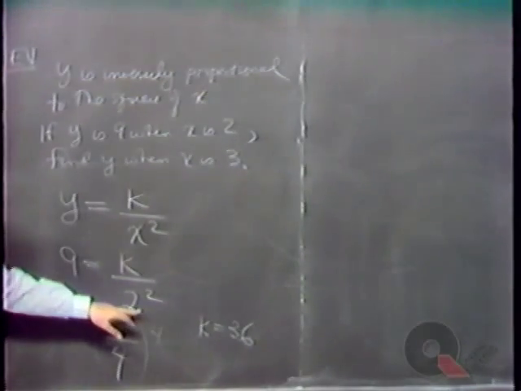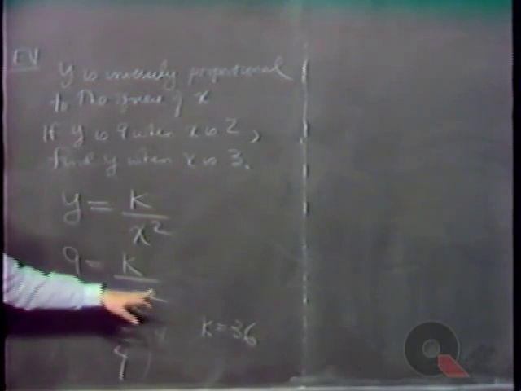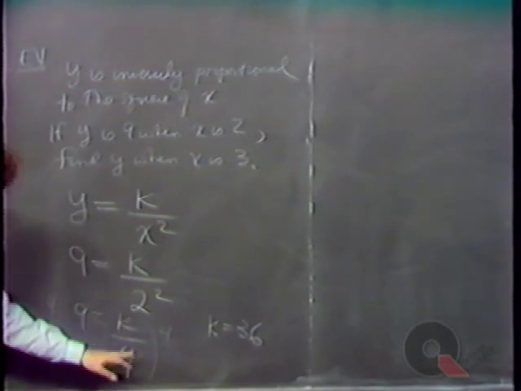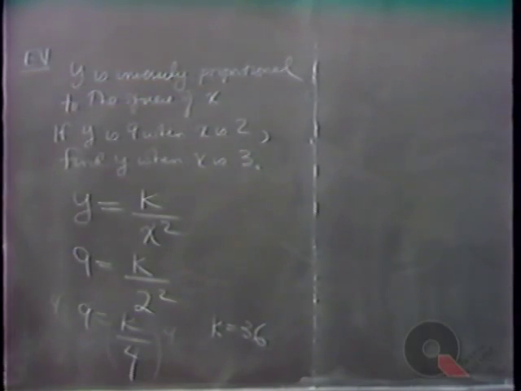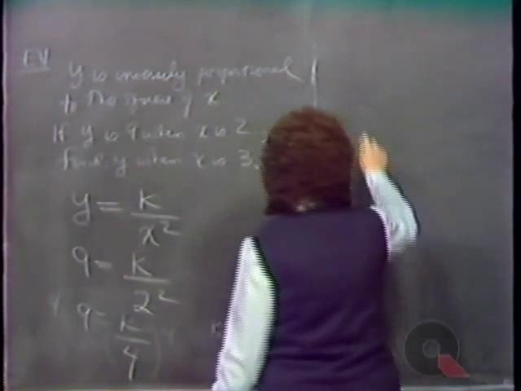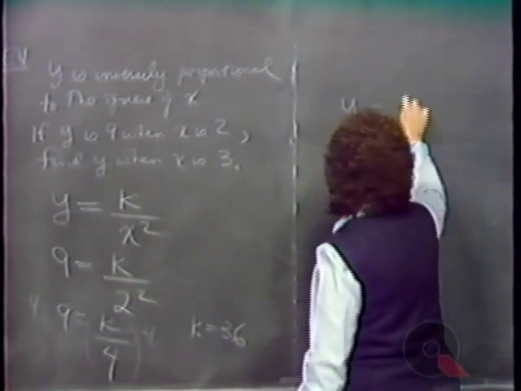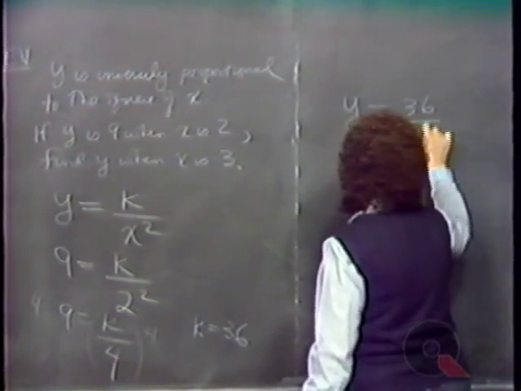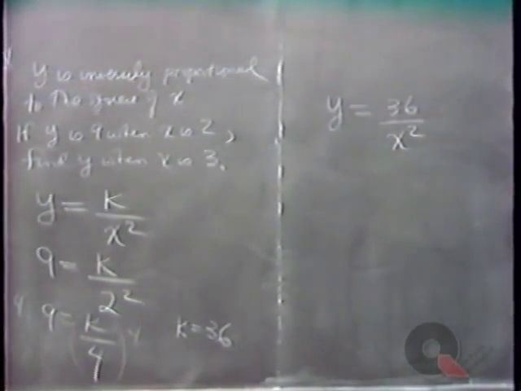Y is 9 when x is 2. 9 is equal to k over 2 squared. 9 equals k over 4. Multiplying both sides by 4 or cross-multiplying, we get k equals 36. So we now know that y is equal to 36 over x squared. Y equals k over x squared, or 36 over x squared.